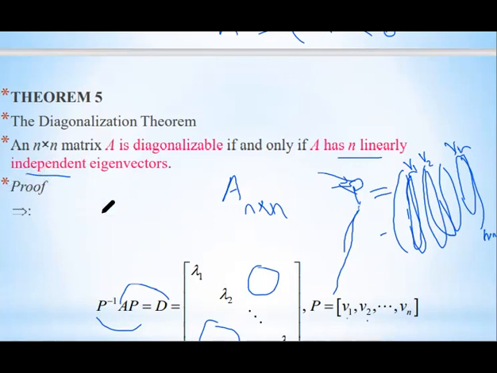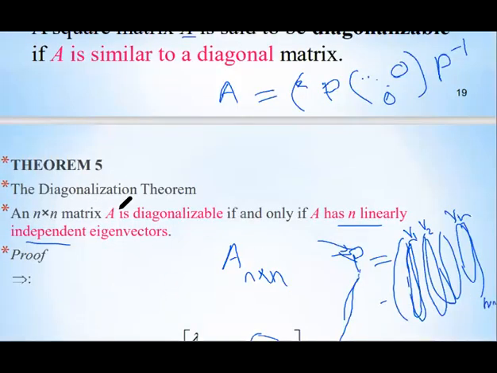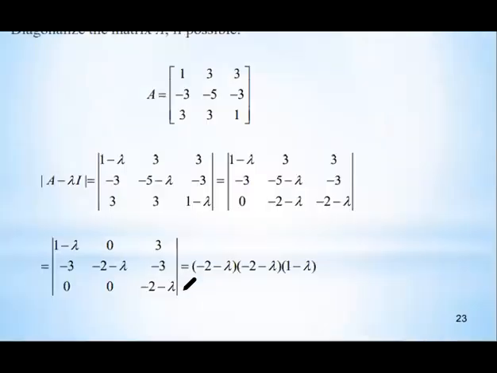You have to understand these proofs very well. Right now, you are applying these theorems to real-world, practical problems. A is diagonalizable if and only if A has n linearly independent eigenvectors. That's right.